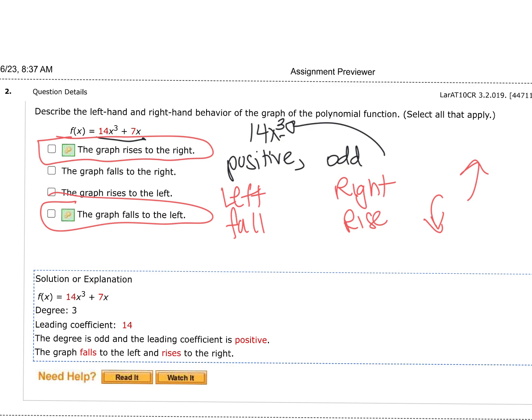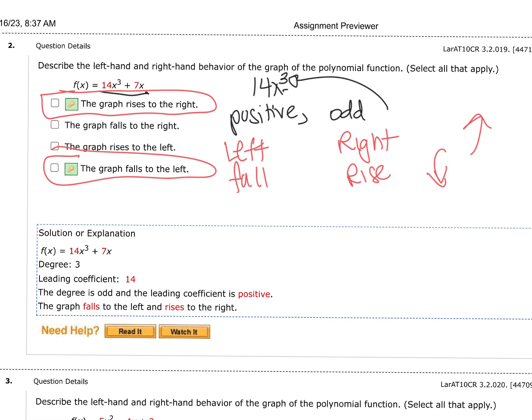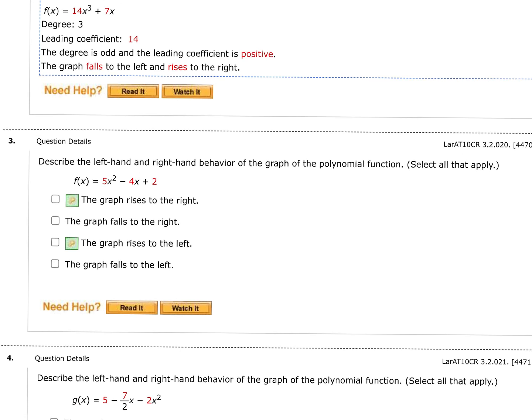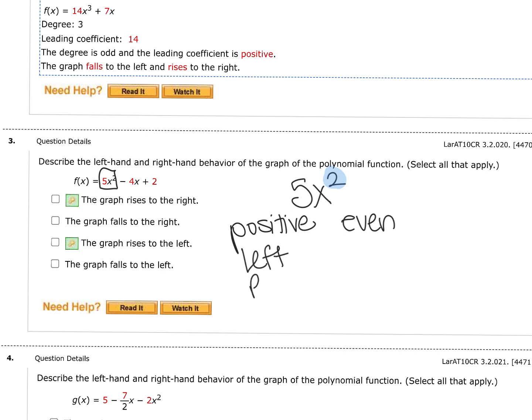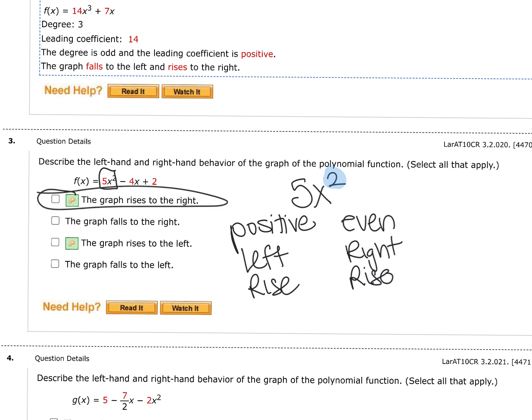All right, let's try number 3. So for number 3, we're doing the same thing. I'm going to be taking a look at 5x squared. The 5 is positive, and because it's squared, it's considered even, right? So this exponent makes it even. And so if it's positive even, on the left, it will rise, and on the right, it will also rise. And so I'm looking for the graph rising on the right and also rising on the left. So all positive even graphs will have those characteristics.